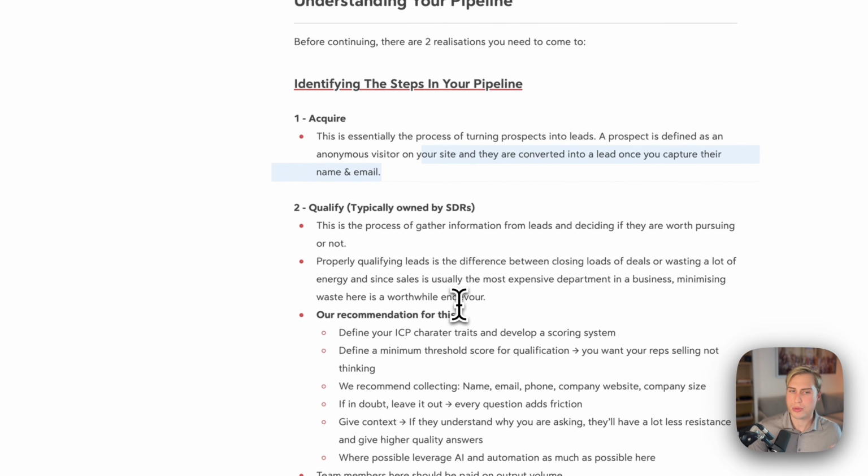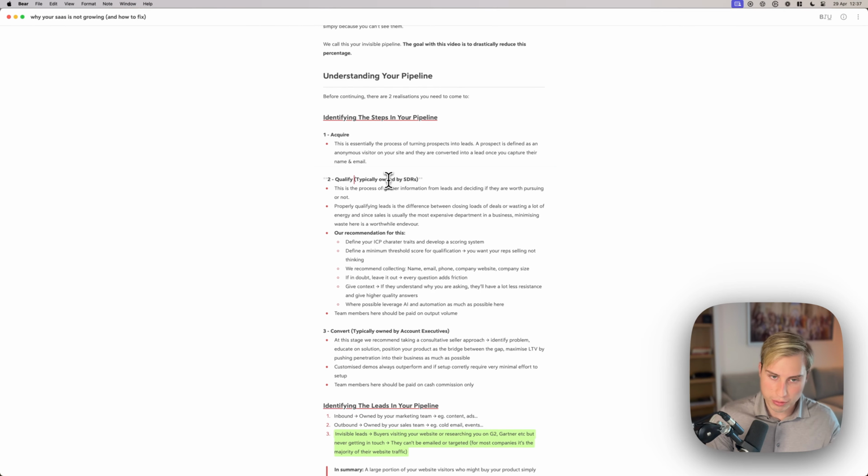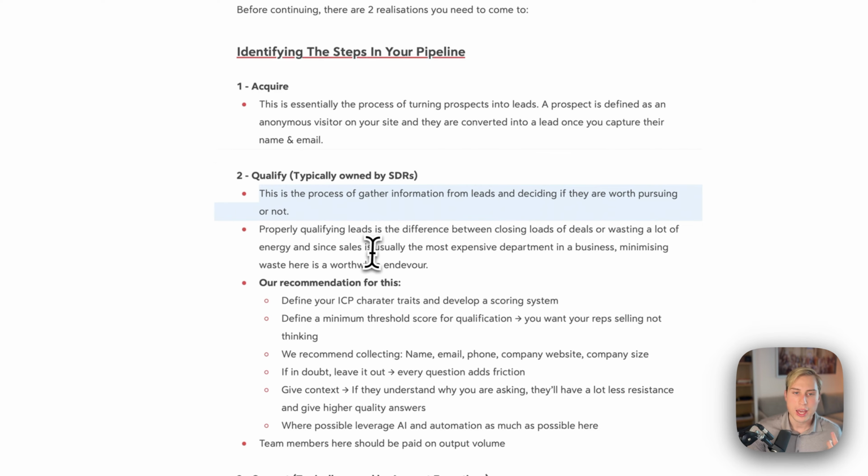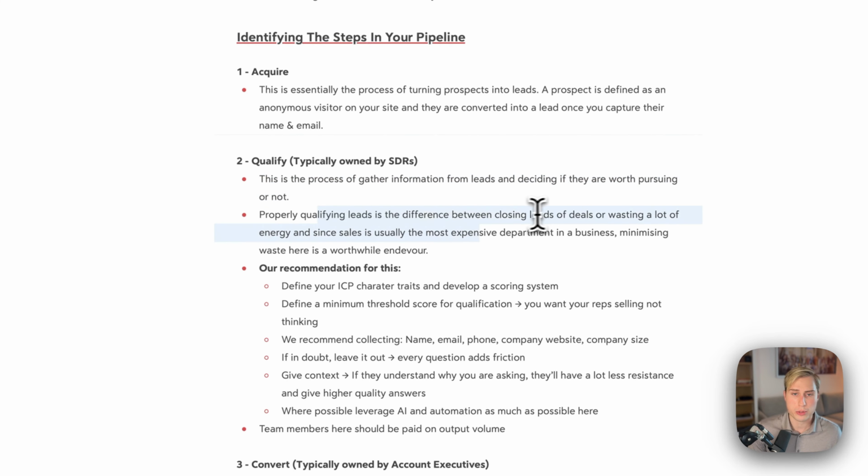But if we just continue through the sales cycle, the next step would obviously be qualification. So remember how I said they're a lead? The next thing is to turn them into a qualified lead or an unqualified lead. And that is the process of gathering information from the leads and deciding if they are worth pursuing or not pursuing, okay? And properly qualifying these leads is the difference between closing a lot of deals or wasting a lot of energy. And since sales is the most expensive department in the business, minimizing waste here is a very worthwhile endeavor.